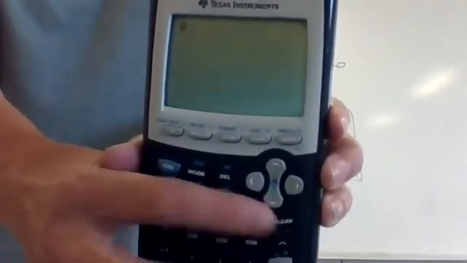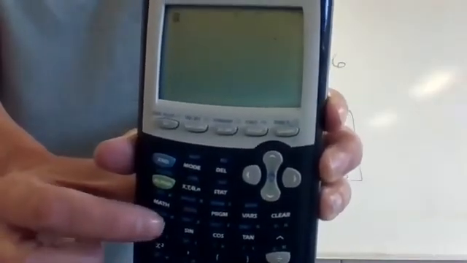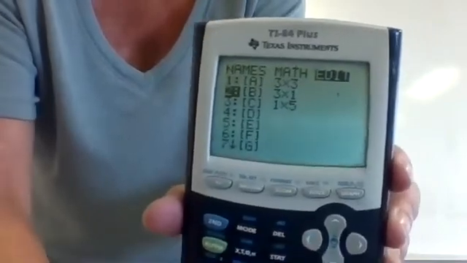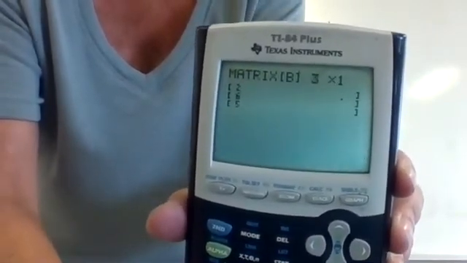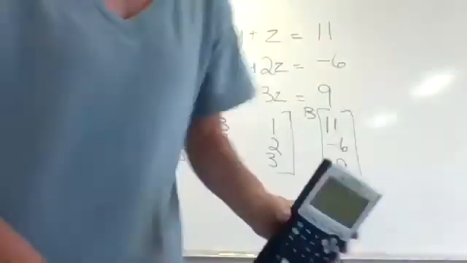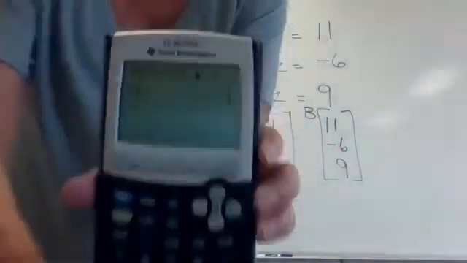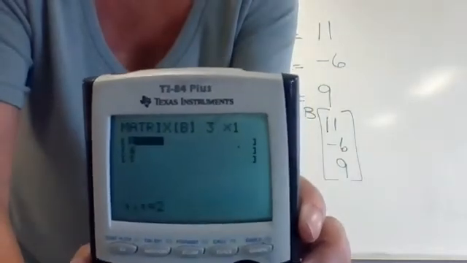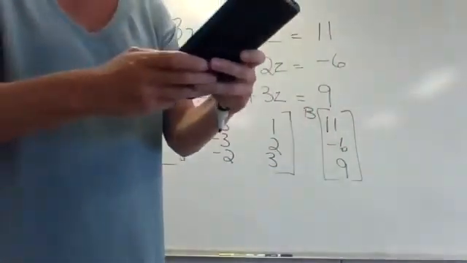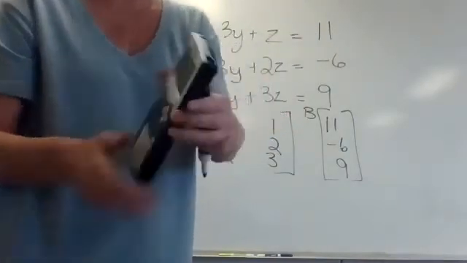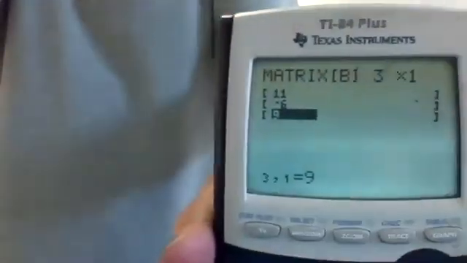You can play that out if you want. Second matrix, I'm still editing, right? I got to make my new matrix B. Make sure you go down to B. Enter. It's another 3 by 1 though, right? It's the same kind of problem. So just enter to keep it 3 by 1. And then just put it 11, -6, and 9.